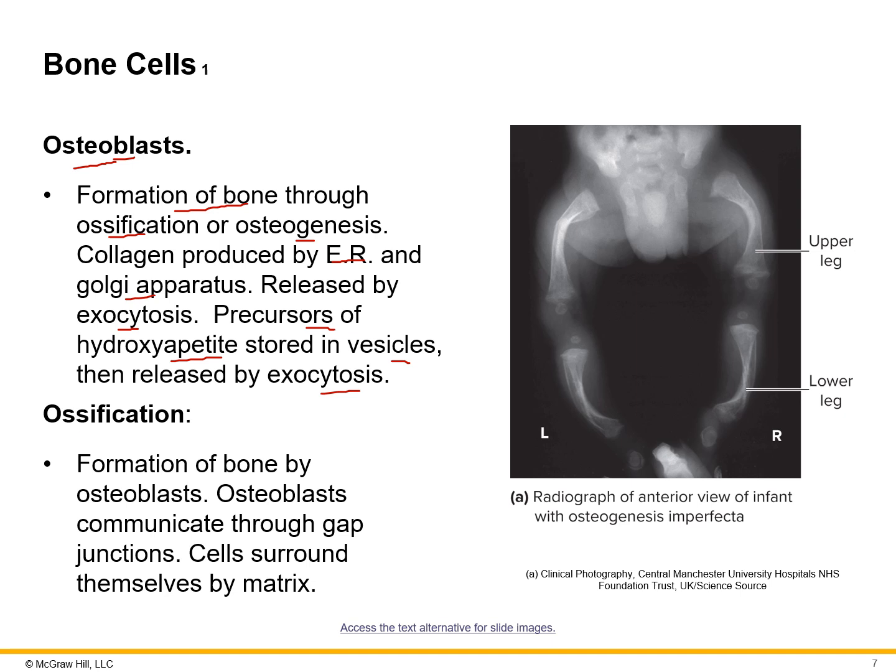Now, ossification is the formation of bone using those osteoblasts. They communicate through gap junctions, so you can think of them as little tunnels between cells where they can share their cytoplasm. And the cells themselves are surrounded by a matrix.